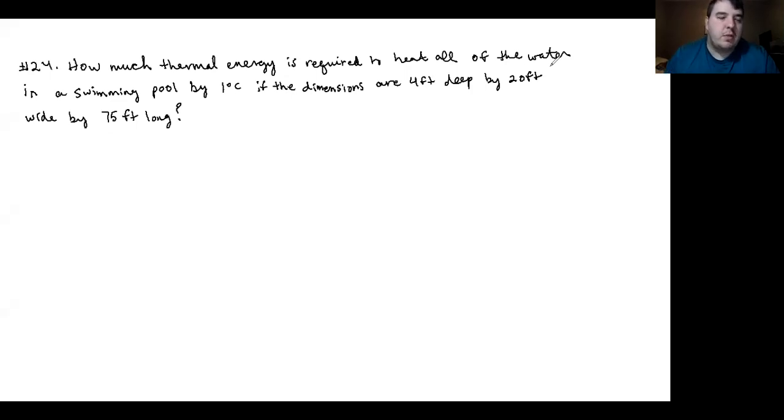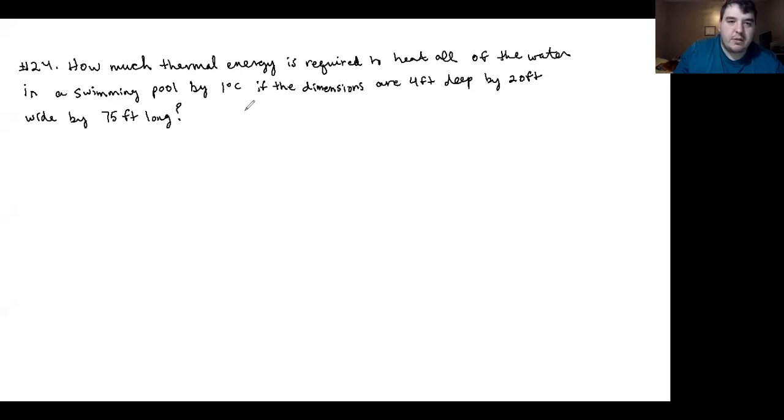Okay, so this is problem number 24 for the bonus problems for exam 2. This problem is asking us how much thermal energy is required to heat all of the water in a swimming pool by 1 degree Celsius if the dimensions are 4 foot deep by 20 foot wide by 75 feet long. So we're talking about thermal energy here, and there's an equation we need to focus on.